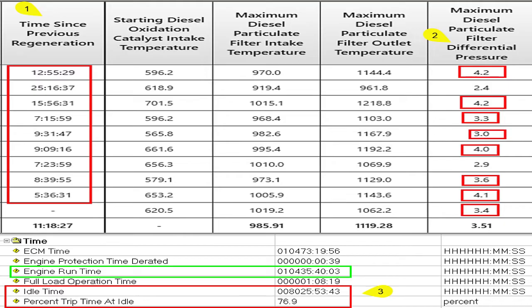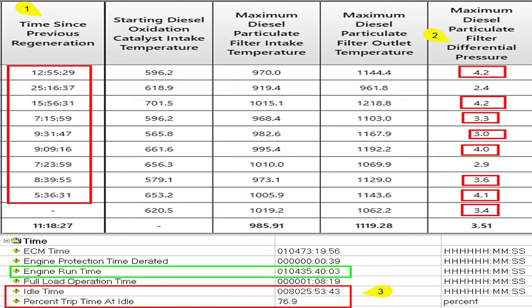So on the top half of this, we've got a snapshot of the after treatment, what's going on there. If you look at number one, the yellow in the top left, it says time since previous regeneration, and you can see it's terrible. It's 5 hours, 8 hours, 7 hours, 9 hours. This is a B67 CM2350 131B in a service truck.